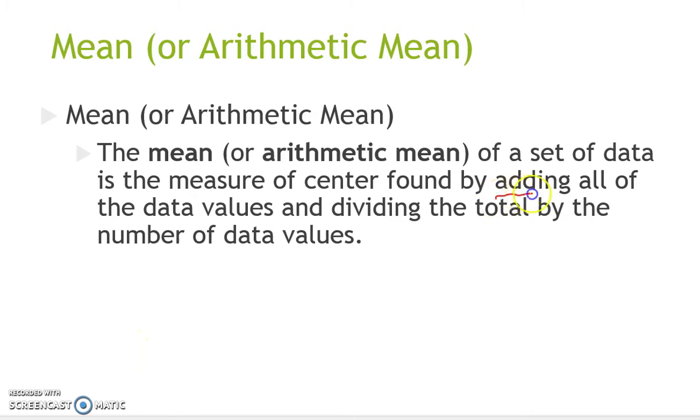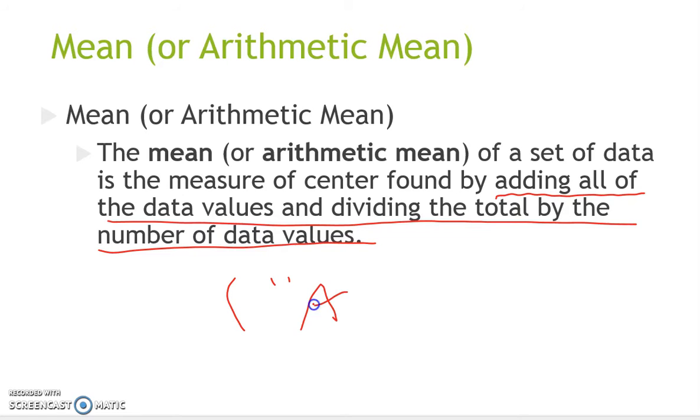The mean is basically adding all of the data values and then simply dividing the total by the number of data values. This is similar to the average that we have done in the past.